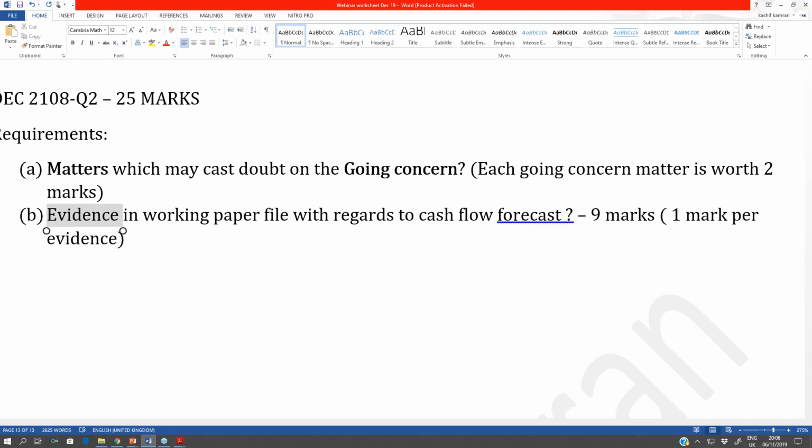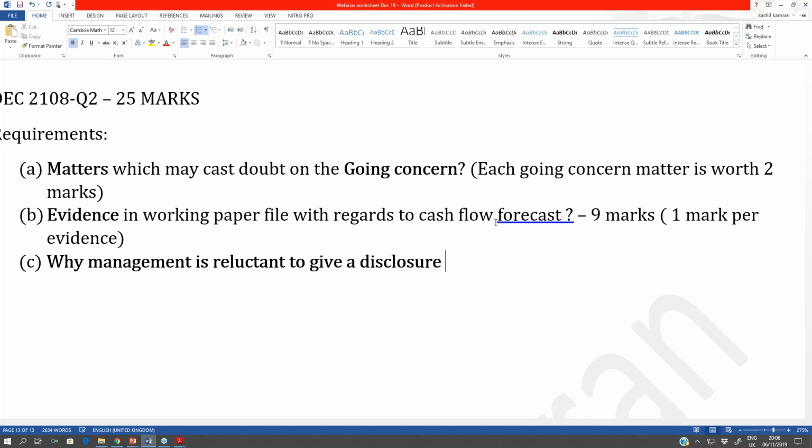And then in the third part, the question was asking us why management is reluctant to give a disclosure, and the implication for the audit report. And this question was worth 5 marks.